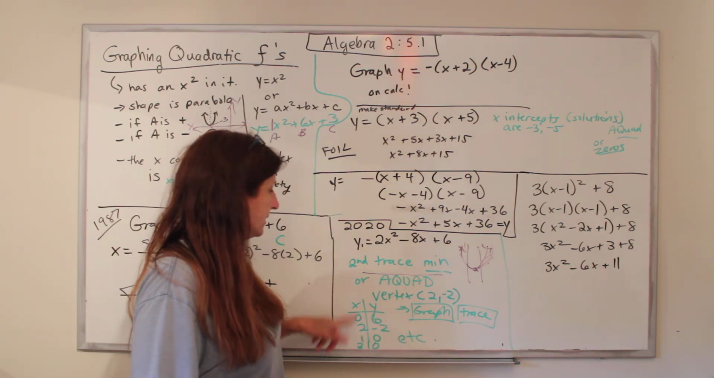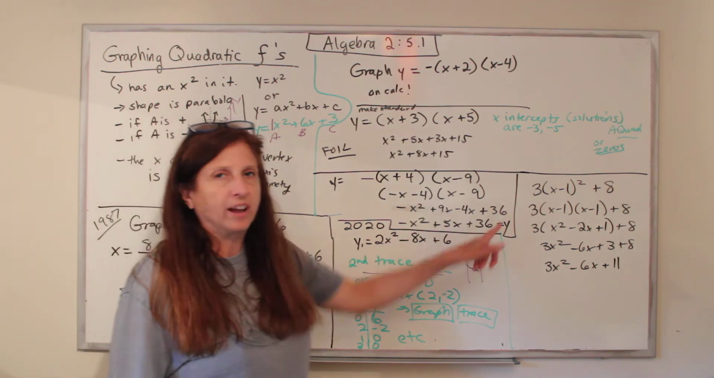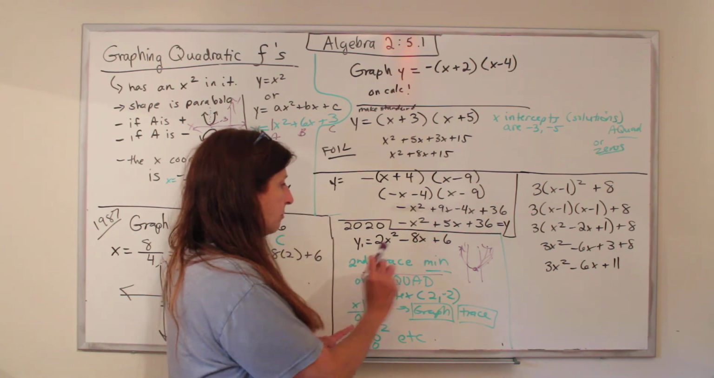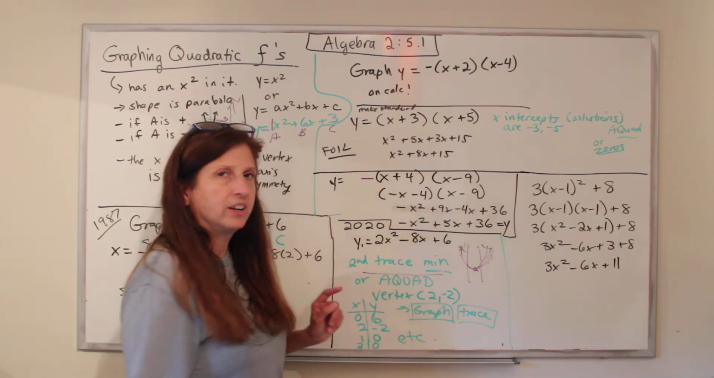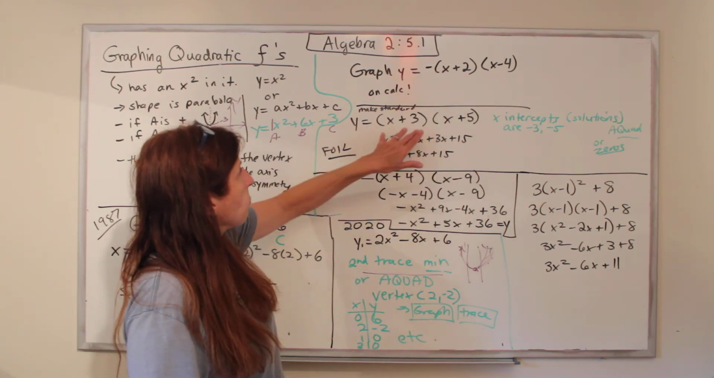Then get your points off of your graph using your calculator and then graph it on graph paper. Put arrows on the end, plot points. Make sure it's neat. Make sure you've got your if-then chart. But I want you to be able to do that.